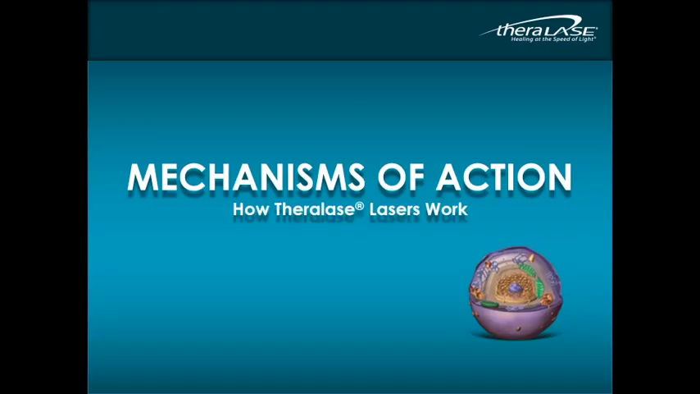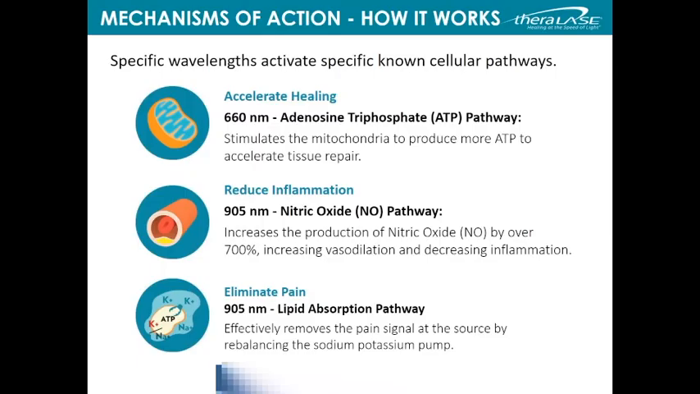So let's take a closer look at the mechanisms of action and the specific pathways that are activated by Theralase lasers. Specific wavelengths are going to activate specific known cellular pathways, and that's why we use the specific wavelengths that we use. The 660 nanometer wavelength is going to activate the ATP pathway. So again, the light is absorbed by cytochrome C oxidase within the electron transport chain of the mitochondria to generate more ATP, which is going to help the tissues accelerate their healing process.